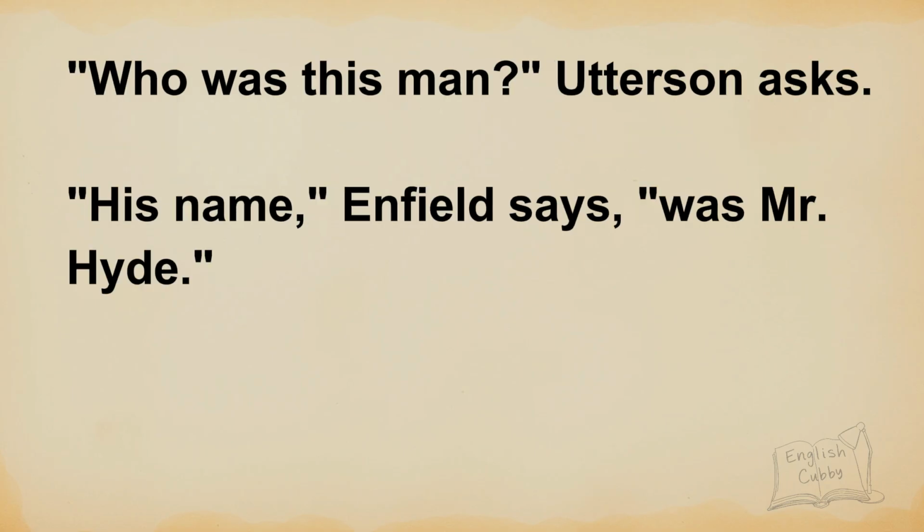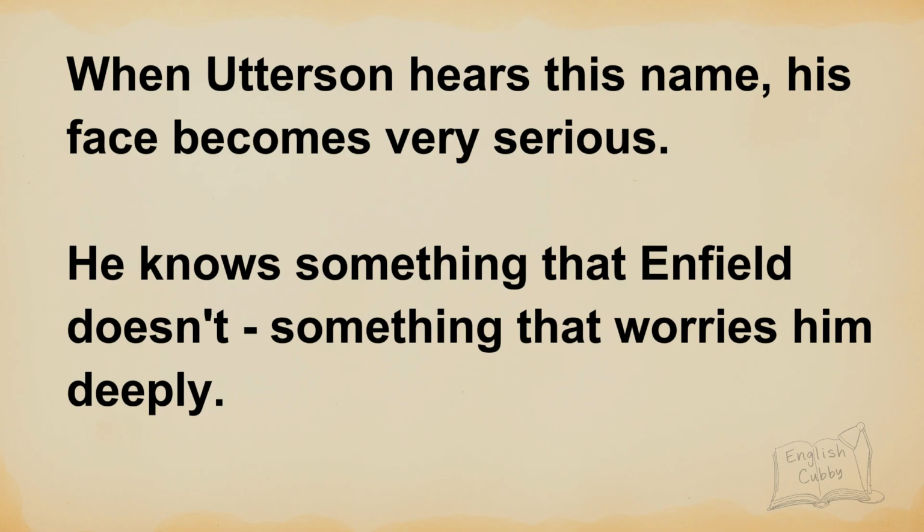Who was this man? Utterson asks. His name, Enfield says, was Mr. Hyde. When Utterson hears this name, his face becomes very serious. He knows something that Enfield doesn't, something that worries him deeply.